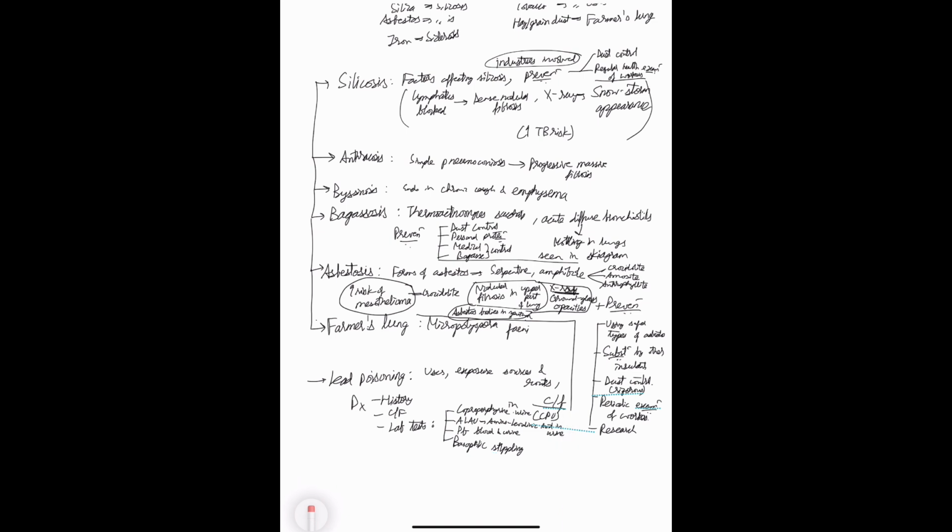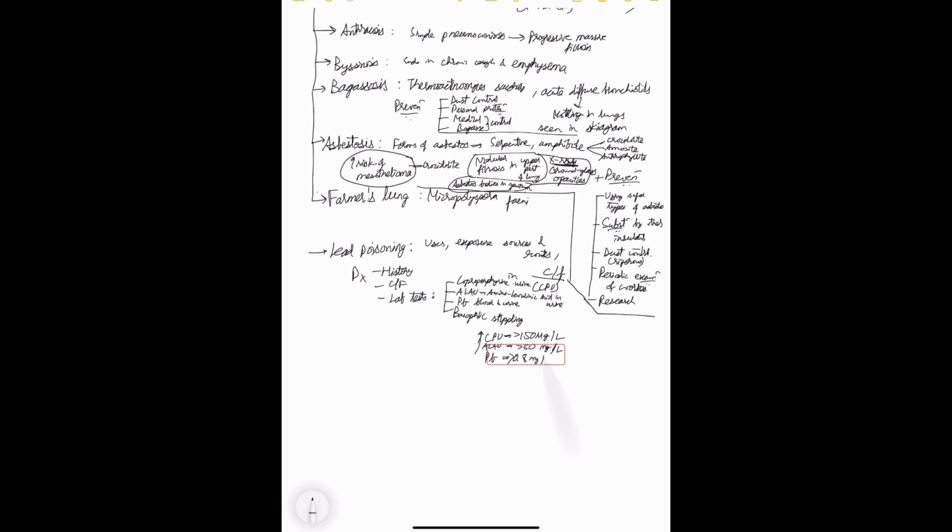And here are some important values for the tests. So, coproporphyrin in urine should be elevated above 150 micrograms per liter, ALA in urine above 5 milligrams per liter, lead more than 0.8 milligrams per liter in urine, and more than 70 micrograms per deciliter in blood to be diagnostic of lead poisoning.